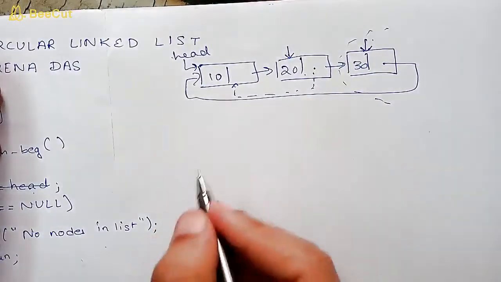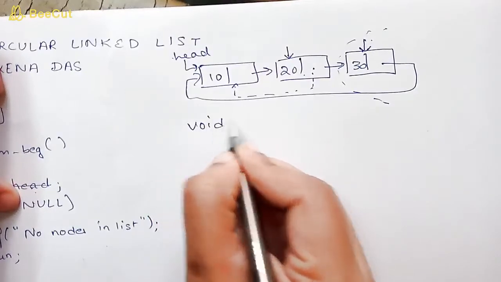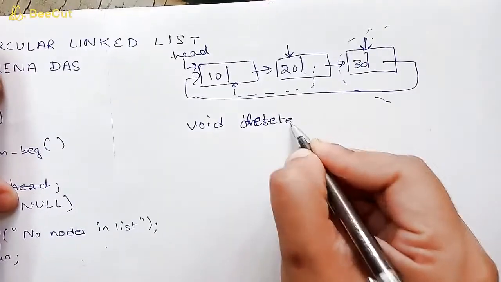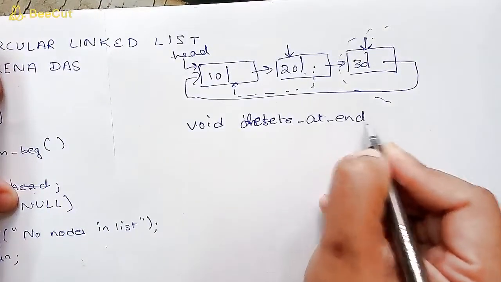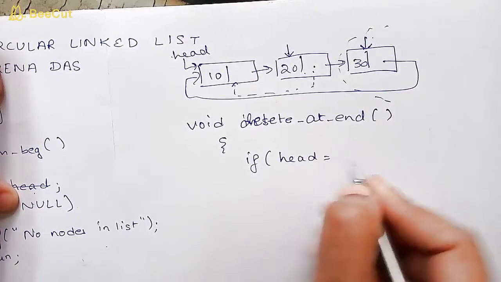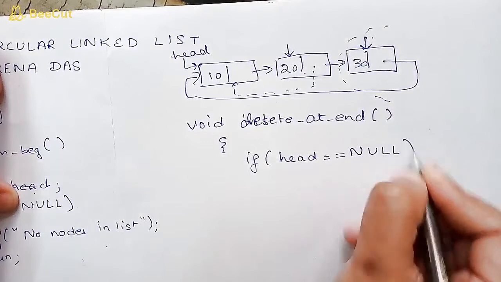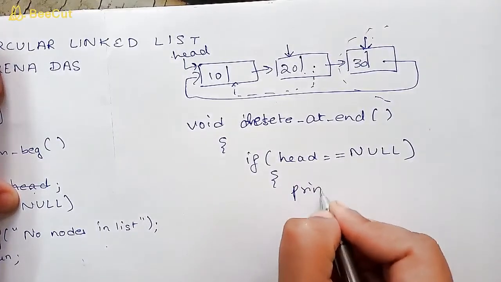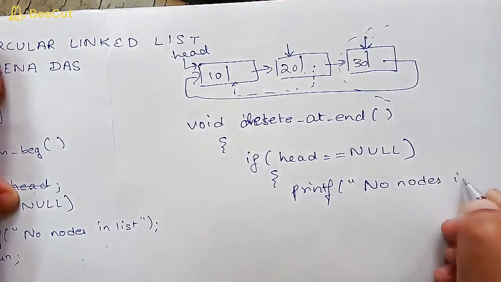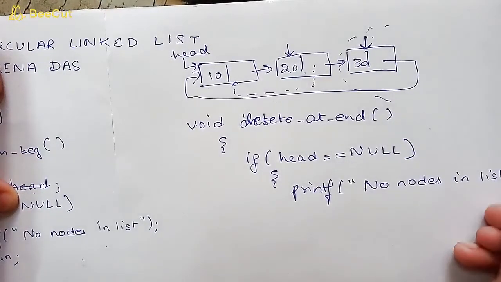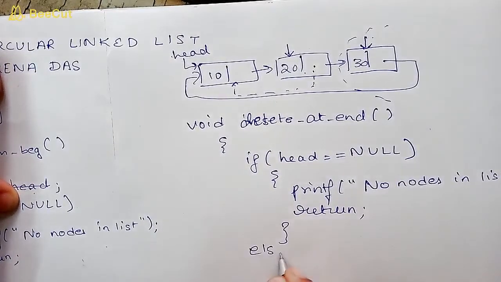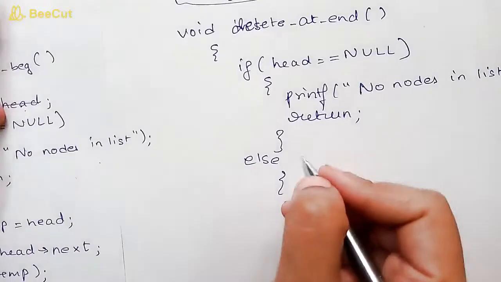So what I'll do, I'll write delete at end. I'll check if head is null, then there are no nodes to delete. Simply I'll return back to the calling function. So I'll write no nodes in list and I'll return back to the calling function.